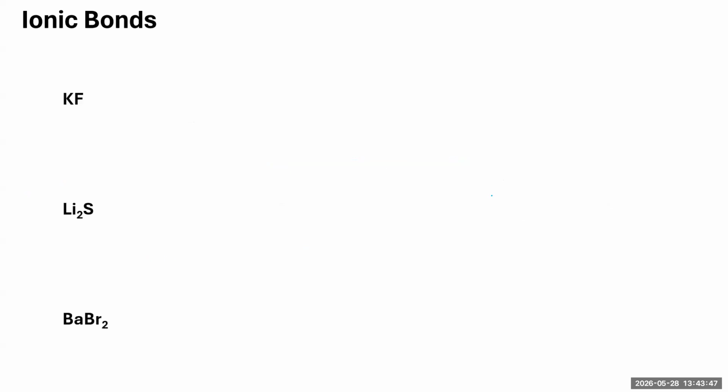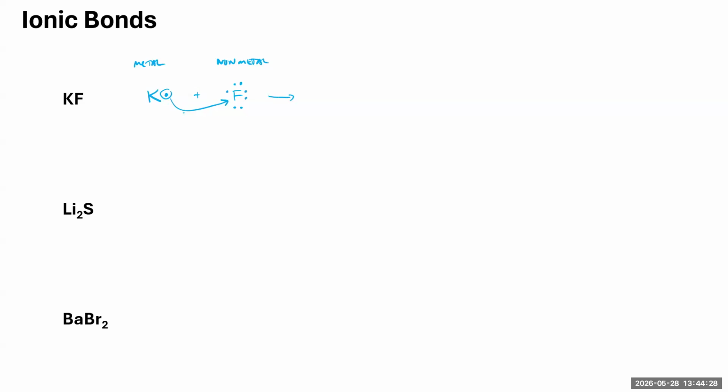Let's try a couple of those examples here. All right. K is potassium. If you look on the periodic table, K has one valence electron. If you look at fluorine on the periodic table, it's seven valence electrons. Three, four, five, six, and seven. All right. So since this is the metal and this is the non-metal, right? The non-metals always take the electrons from the metal.